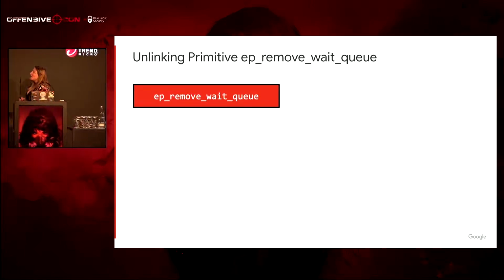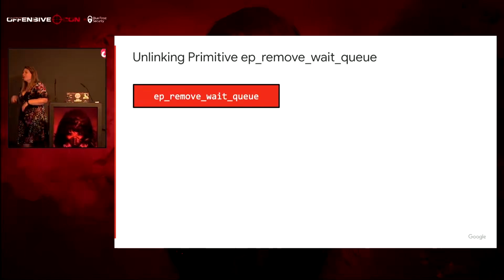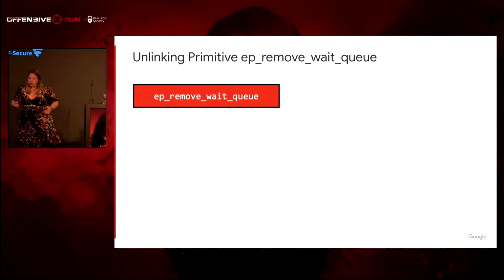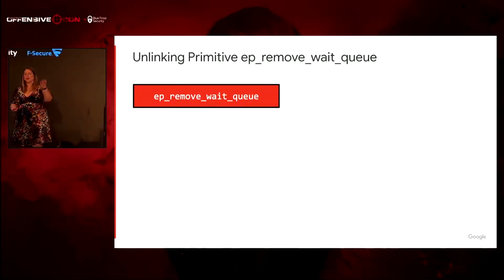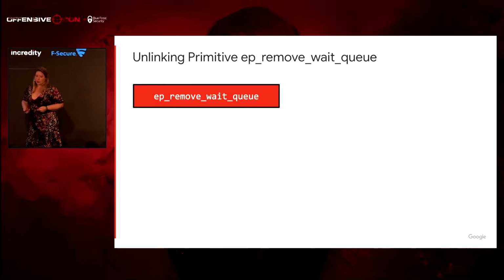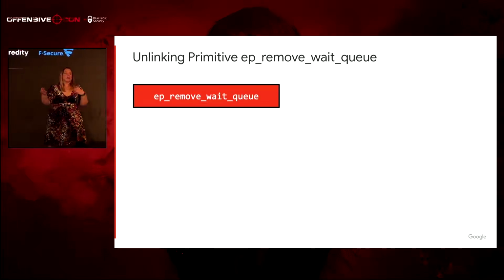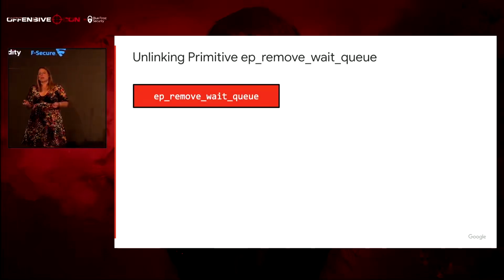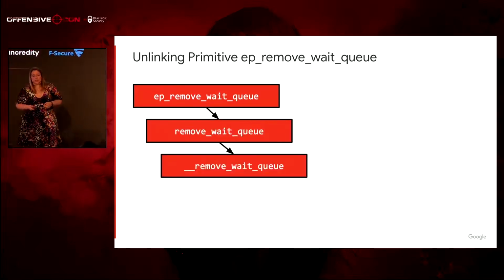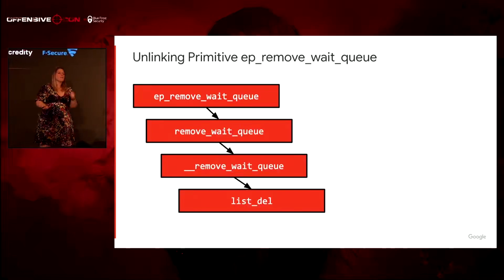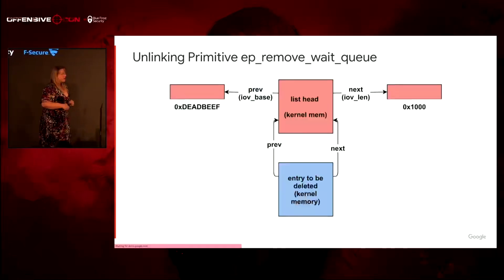So to get to the unlinking primitive, we call EP_CTL_DEL, which will then call ep_remove, which will then call ep_remove_wait_queue. So when the system still believes that the wait queue is living in this memory, it is going to try and remove it and do all of these different steps to end up at our list_del.